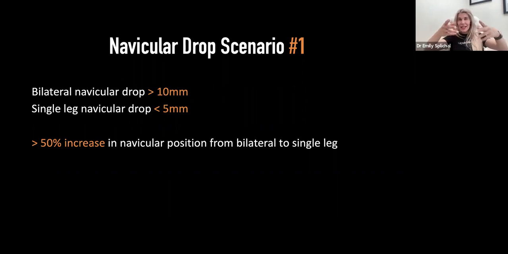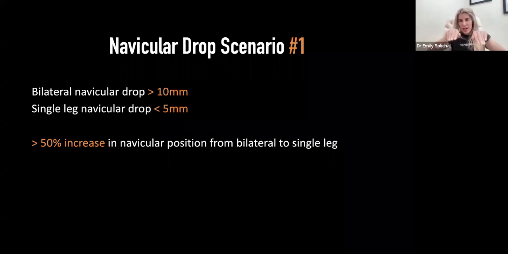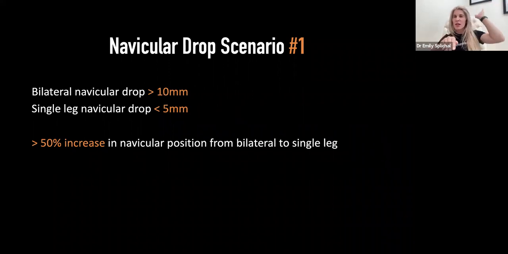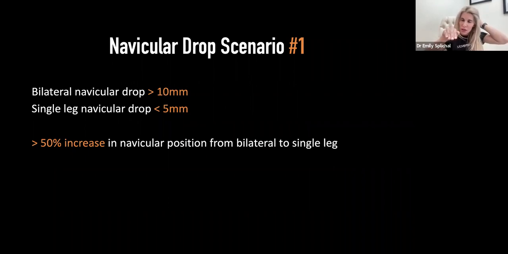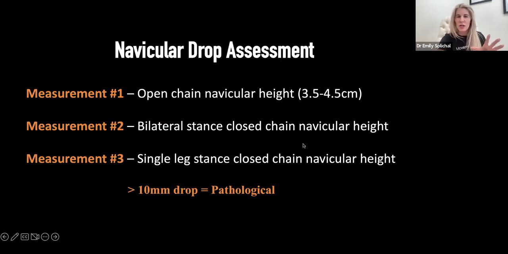Now, technically, the drop that is considered pathological is 10 millimeters. So if you are standing on 2 feet and you have a 12 millimeter drop, and then you stand on one leg and it lifts 2 millimeters, which means on a single leg stance your navicular is dropped 10 millimeters. It was 12, it went to 10 when you went on one leg. It still is within that 10 millimeter being pathological, right? So I would still recommend orthotics to that individual.